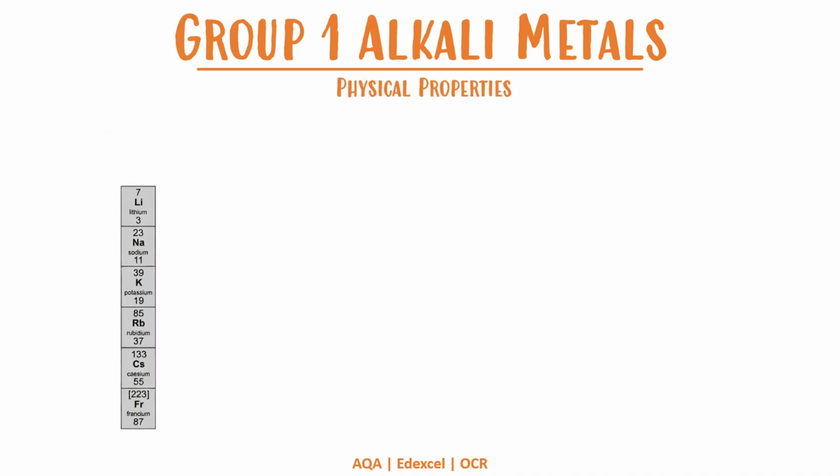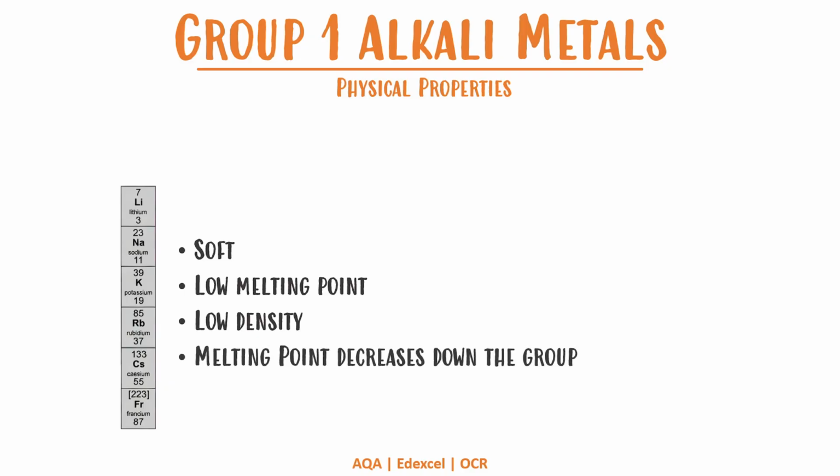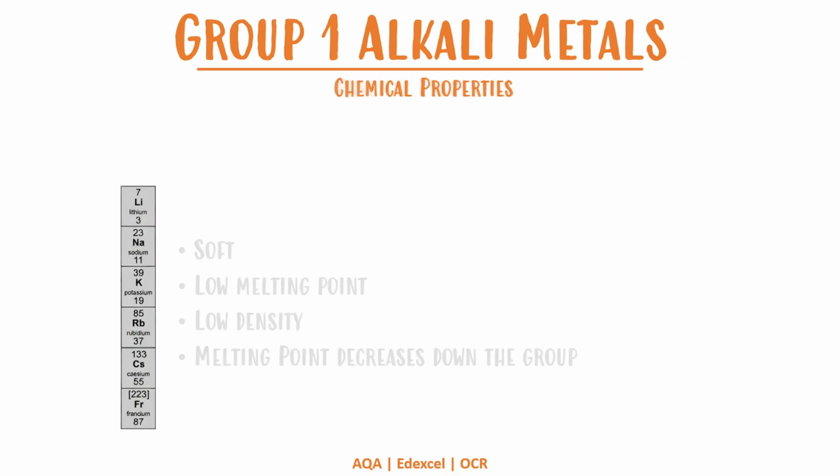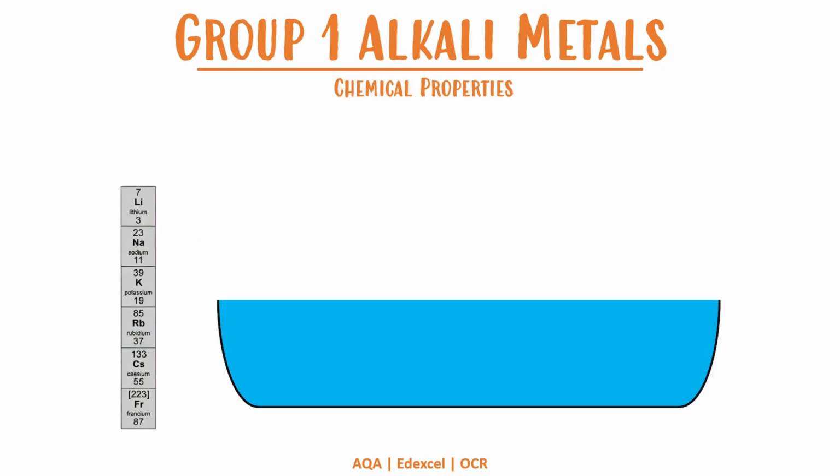We're going to focus on their physical properties first. And contrary to many metals, they're actually going to be quite soft, to the point where you can cut them with a dull knife. They're going to have a relatively low melting point and a low density, which means they can float on water. And lastly, their melting point is going to decrease as we go down the group, with lithium having the highest and francium having the lowest. And after this, we'll have the chemical properties, where we'll look at their reactions in water.